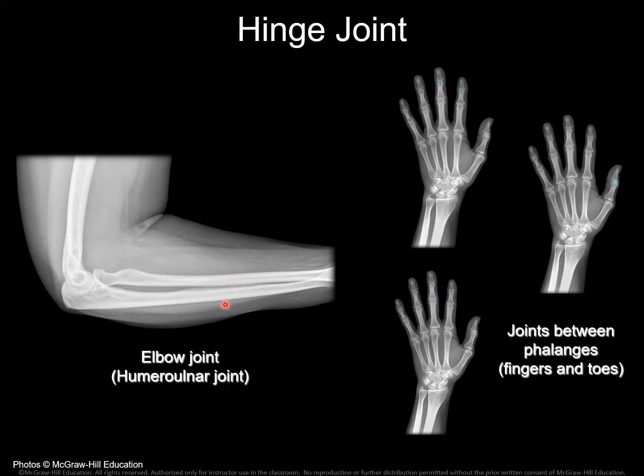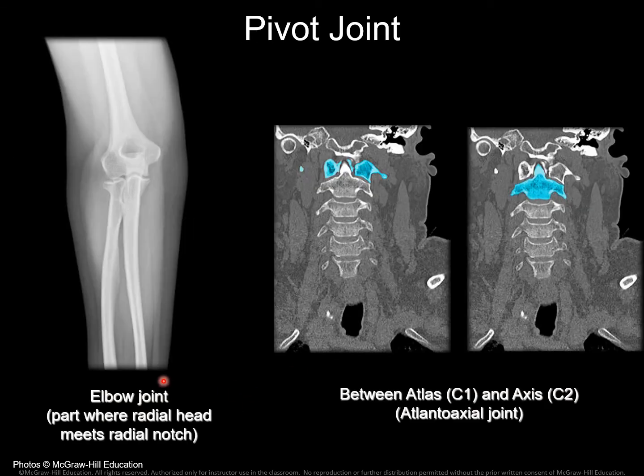Here are some hinge joints. We have the elbow, phalanges, and then pivot joint, where the, now you do actually, I'm sorry, I did say there was a mistake on that one slide, but it's only a typo.